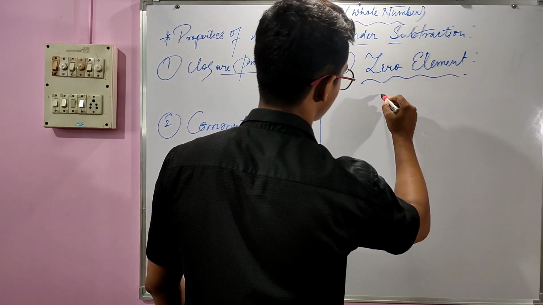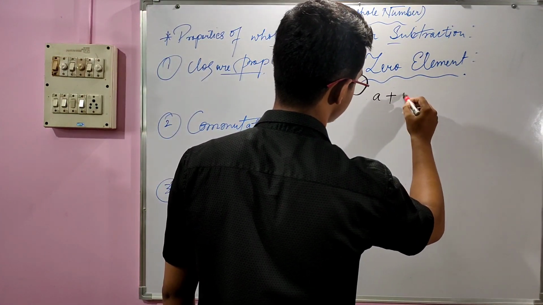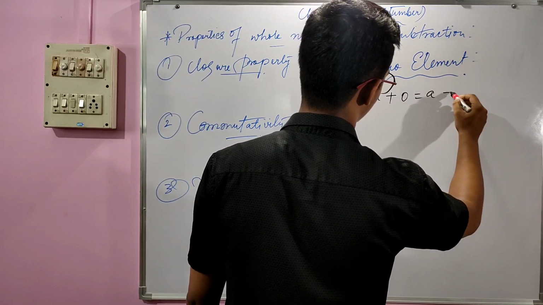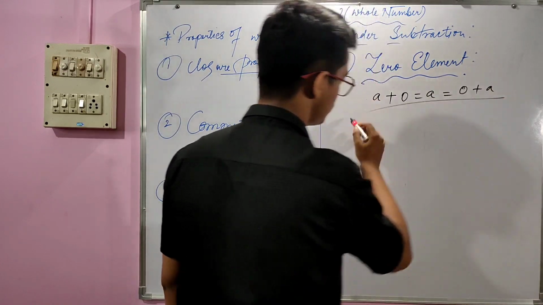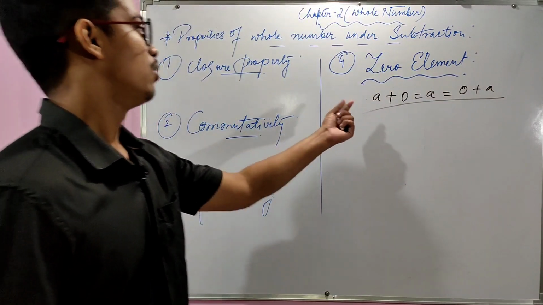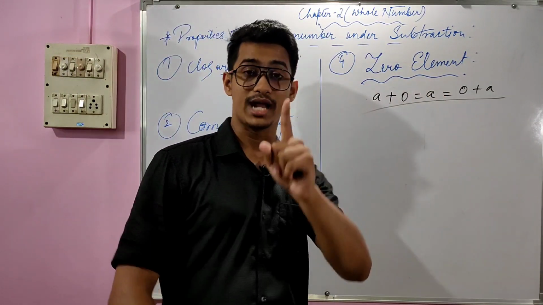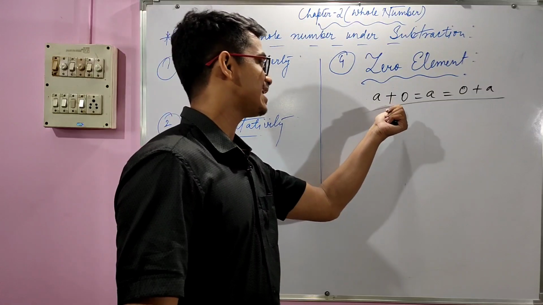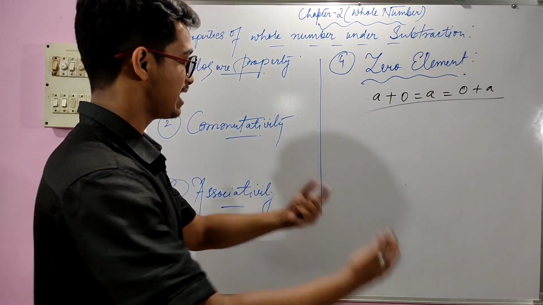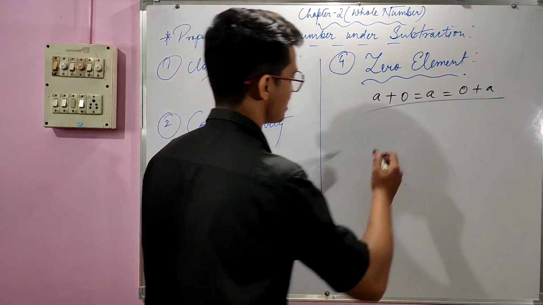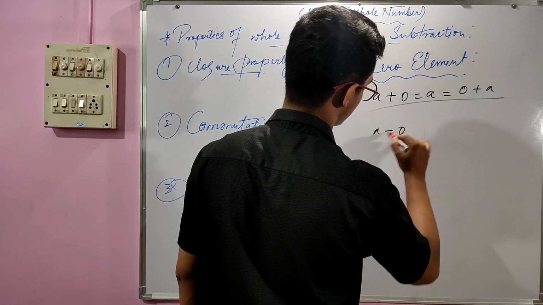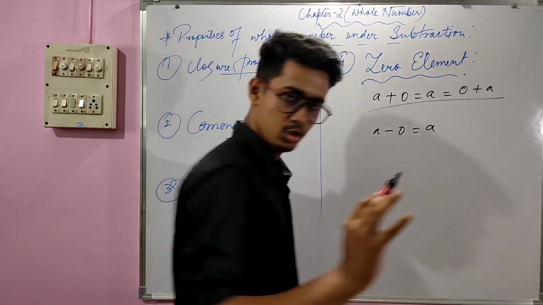What we have to do is that a plus 0 equals a, equals 0 plus a. That was the condition, right? That was the condition where one number is retaining its own identity by simply adding 0 to that number. So here in this case, if I put a minus 0, it will be a, no doubt.